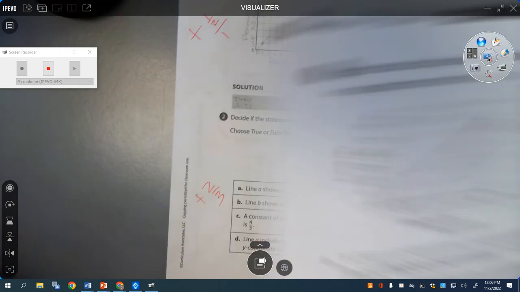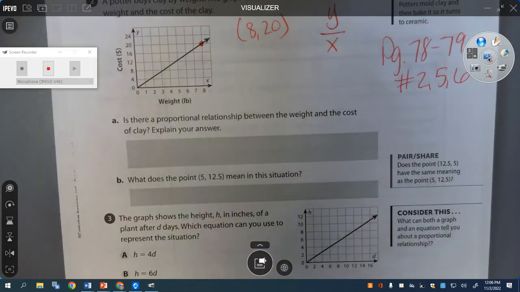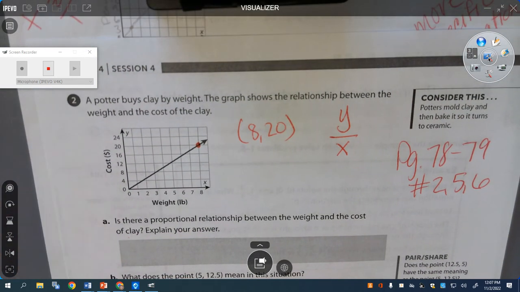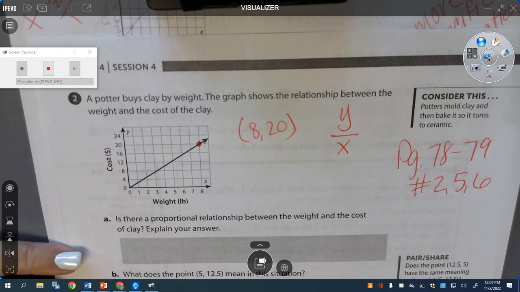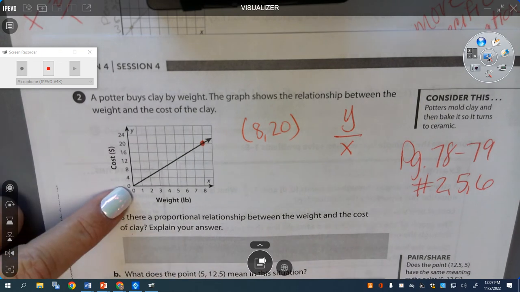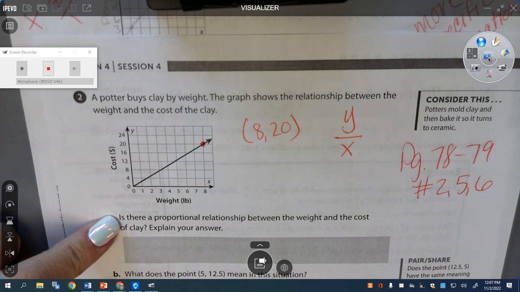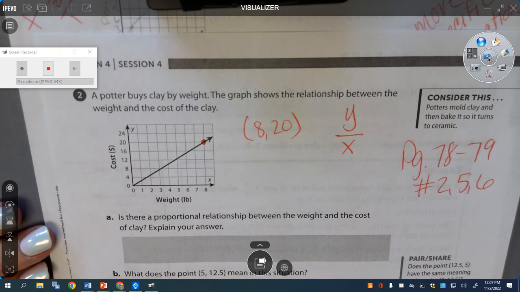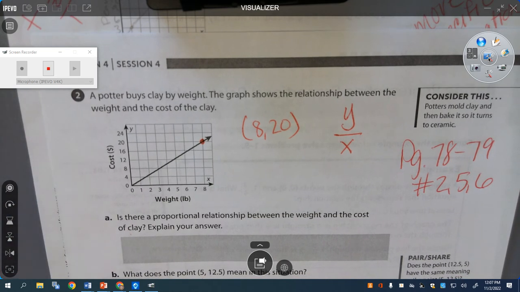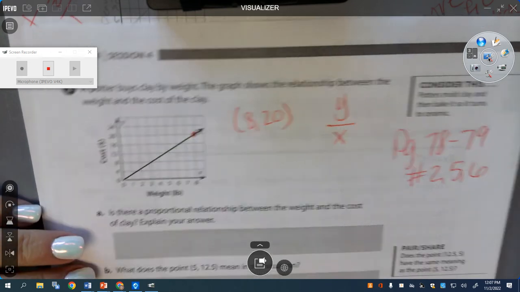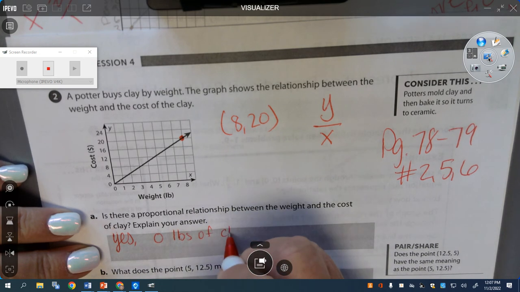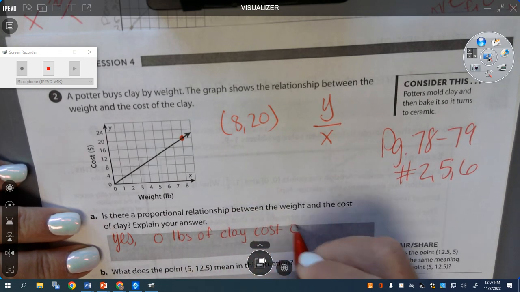Okay, we gotta hustle. So yesterday, you had to do number 2. Number 2 says this: a potter buys clay by weight. The graph shows the relationship between the weight and the cost of the clay. Now, like I told you, the first thing you have to do is look at it, because the first question says, is there a proportional relationship? And you're saying in your head, yes, there is, because it goes through 0, 0, and it's a straight line. Awesome. However, that doesn't describe the situation. So we have to describe it. Yes, it is, because 0 pounds of clay cost $0.